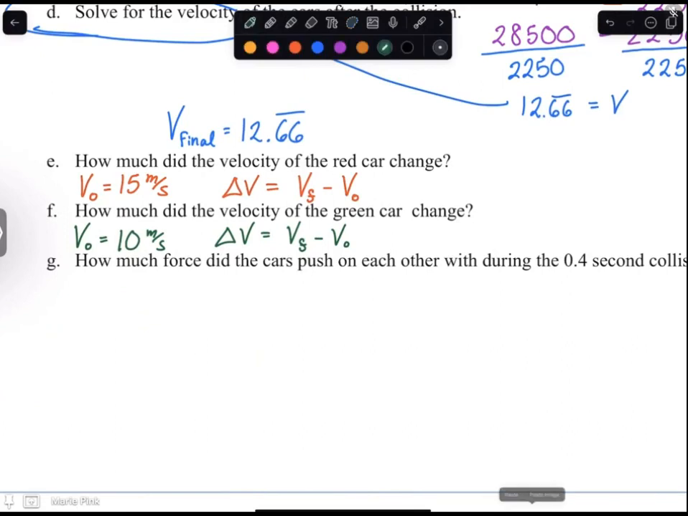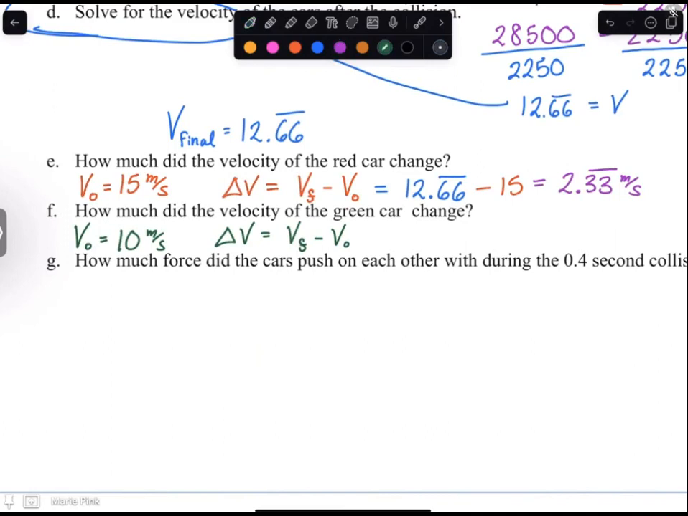So I originally had a red car that was going 15 meters per second, and now it's going 12.66. So to find the change in velocity, I just need to do final minus initial. So I have 12.66 repeating minus my original speed, which was 15 meters per second. And so that gets me a change in velocity of negative 2.33 repeating meters per second.